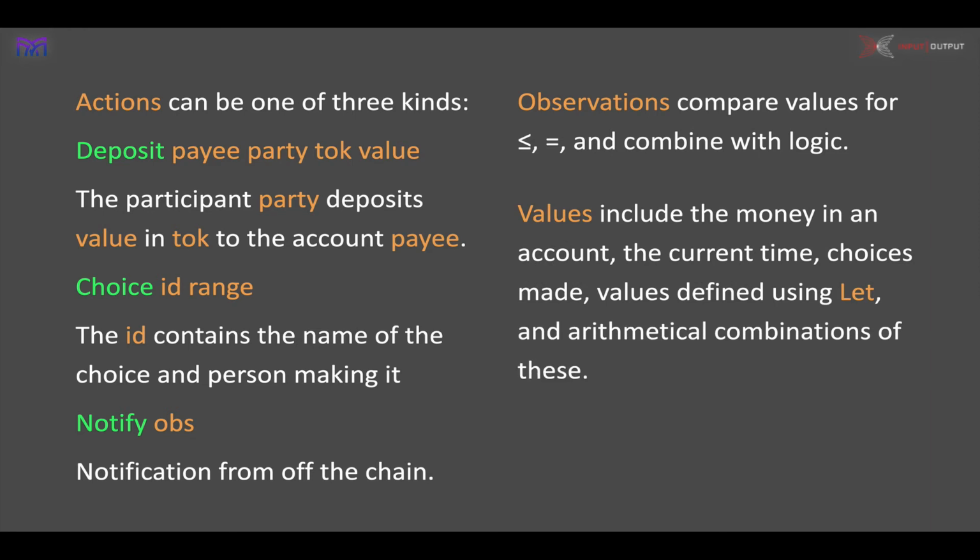And values are whole numbers, integers, and they include things like the money in the account, the current slot, choices that have been made, and so on. So values are numbers that represent interesting things in the contract. And that really is it. That's pretty much the whole of Marlowe.